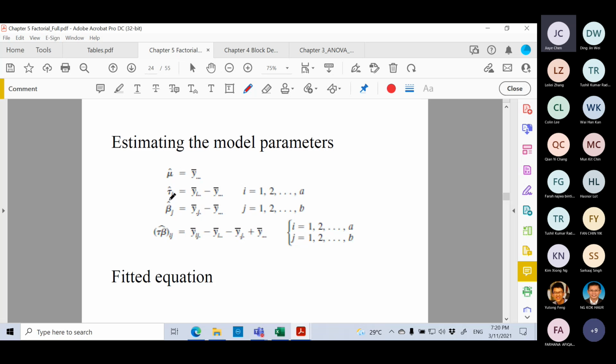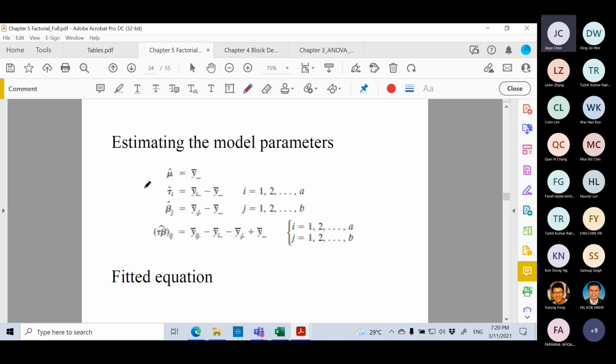Similarly, if I want to estimate the tau i, I will use the mean for the i treatments minus the overall mean. And then the beta j will be the mean from the j unit minus the overall mean. And then the interaction will be here. Why do you need to get all these things? Because all these components are related to your model.